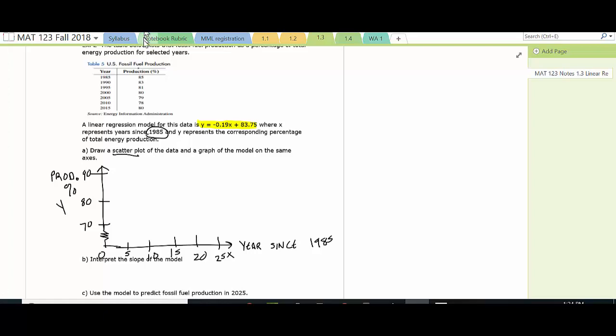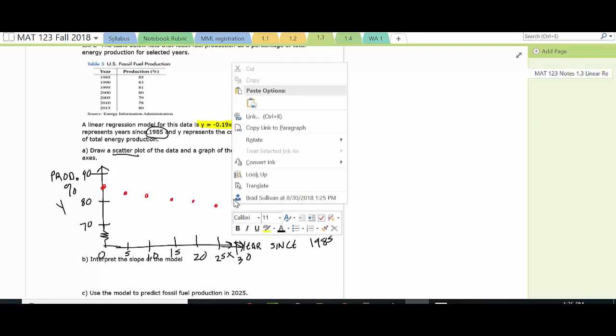Now all you're doing is just putting dots. So the first one would be 1985. That would be year 0. And then the production's 85, so you simply put a dot there. And that's all you do. You go to 1990. The next one, the production is 83. Just estimate. And then the next one is 81. Let's see, the next one is 80. I think I'm getting that right. And then the next one would be, what, 79? And then 78. And I guess you'd want to go all the way up to 30. And then that one jumps back up a little bit to 80 like that.